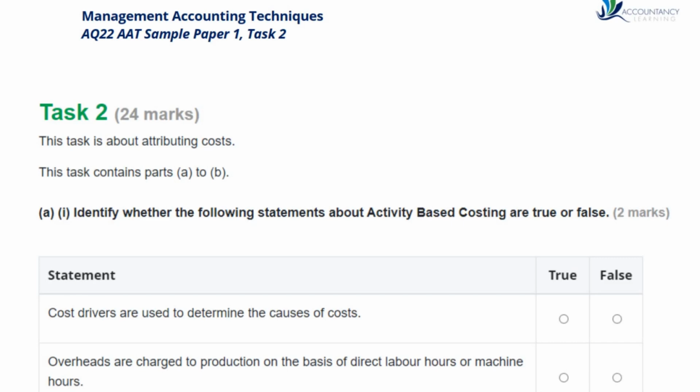I'm Sarah, a tutor at Accountancy Learning, and in this video I'll take you through the Management Accounting Techniques AAT Sample Paper 1 Task 2.